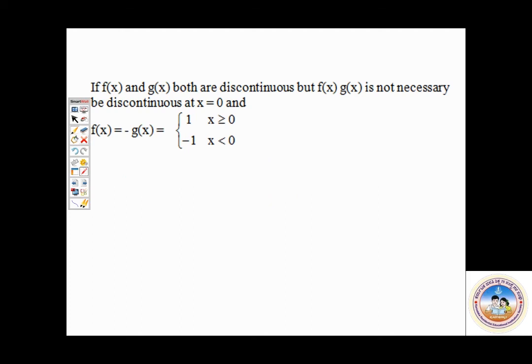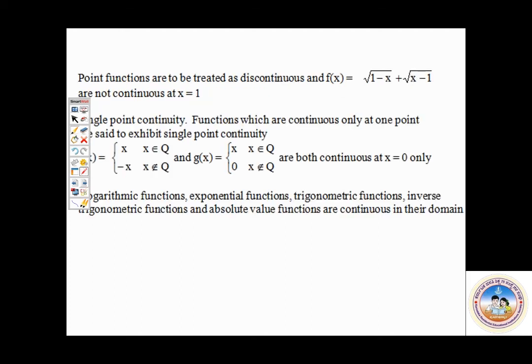All right. Next, point functions are treated as discontinuous. These are all important both for CET and as well as few additional information for higher entrance examinations has been added. Point functions. What is a point function? This is defined only at 1. When x is greater than 1, this is not defined. X is less than 1, this is not defined. Both are not defined other than 1. Both are defined only at 1. Therefore, no LHL, no RHL. In that case, point functions are treated as discontinuous.